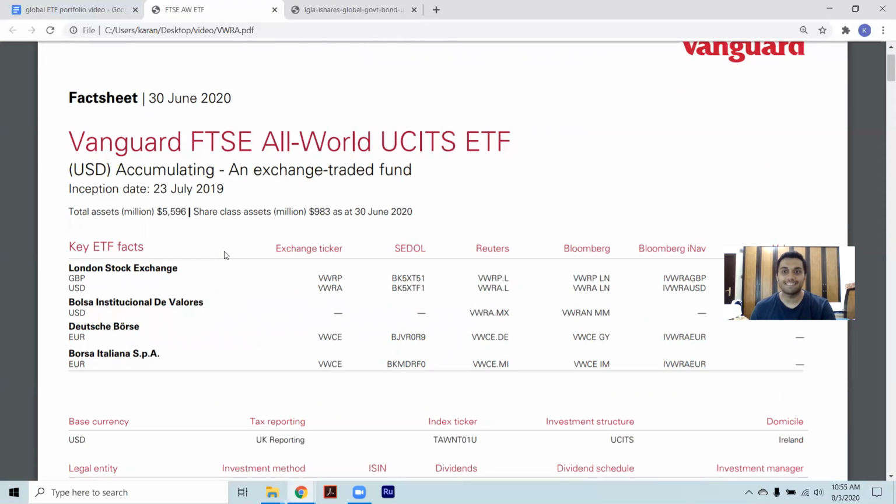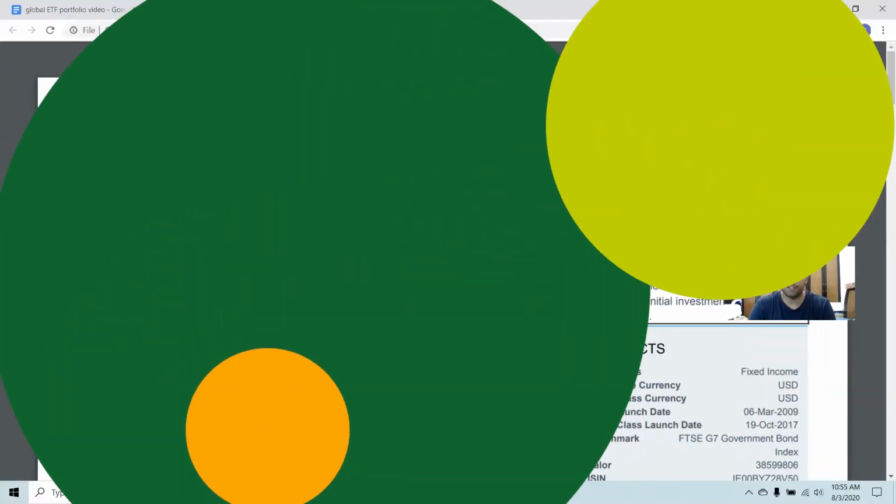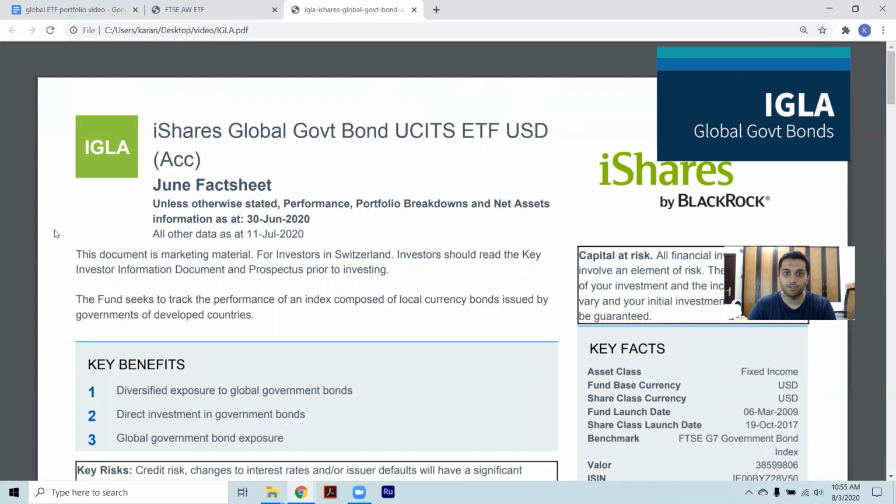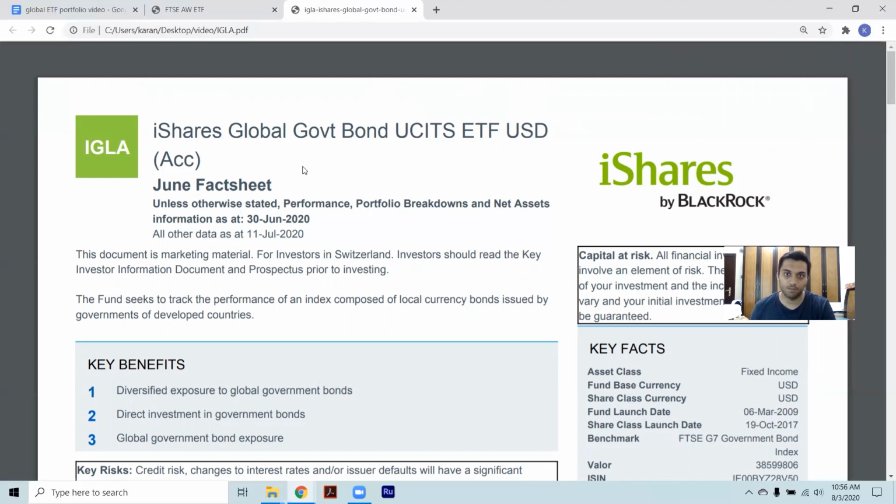So this covers the equity portion of a 2 ETF globally diversified portfolio. Now let's look at the bonds. When it comes to bonds in your 2 ETF portfolio, you want them to be stable. That's why we look at global government bonds. The provider here is BlackRock. The ETF is IGLA. The goal of having bonds in the portfolio is to provide stability to your overall portfolio.